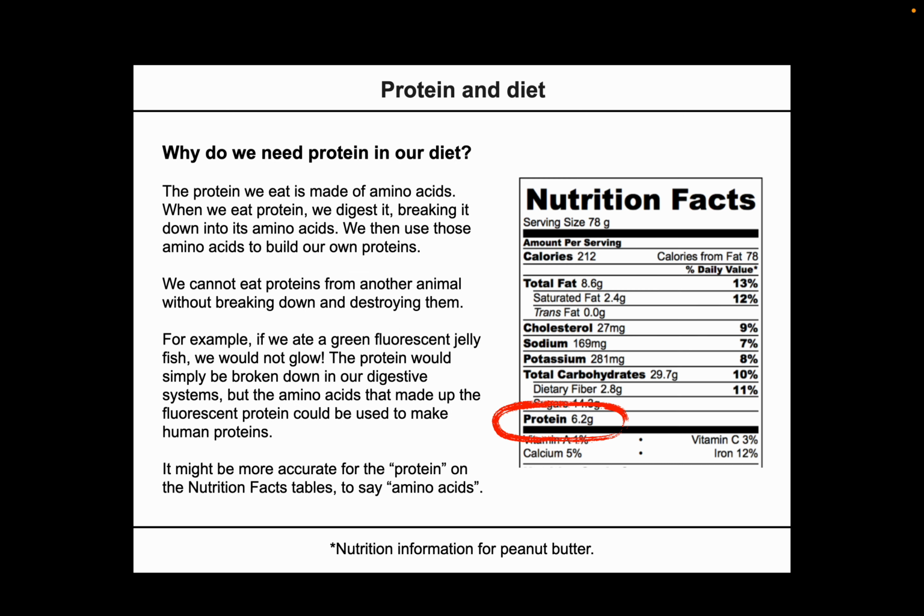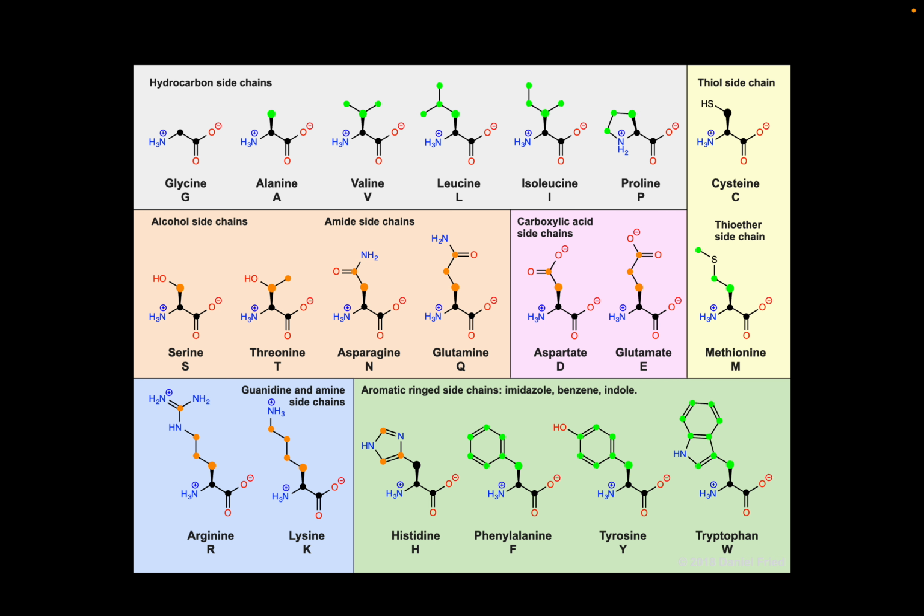Protein diet. Why do we need protein in our diet? The protein we eat is made of amino acids. We have to break it down to amino acids. When we eat proteins, we cannot eat proteins from another animal and keep them intact. For example, if we ate green fluorescent protein from jellyfish, we would not glow. The protein would simply be broken down in our digestive systems, but the amino acids from the proteins could be used to make new proteins. It might be more accurate to say amino acids instead of protein on the nutrition facts tables.